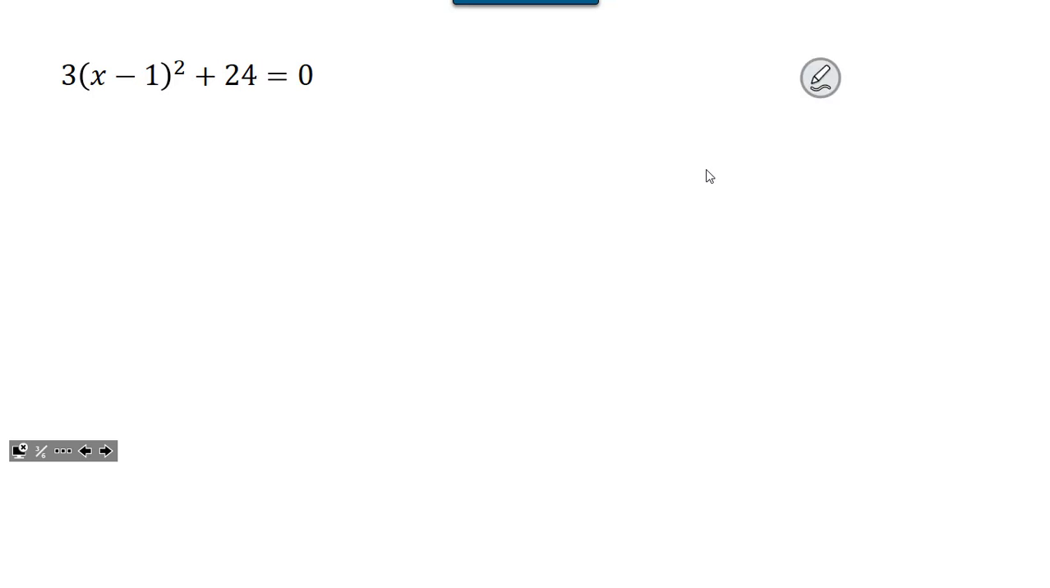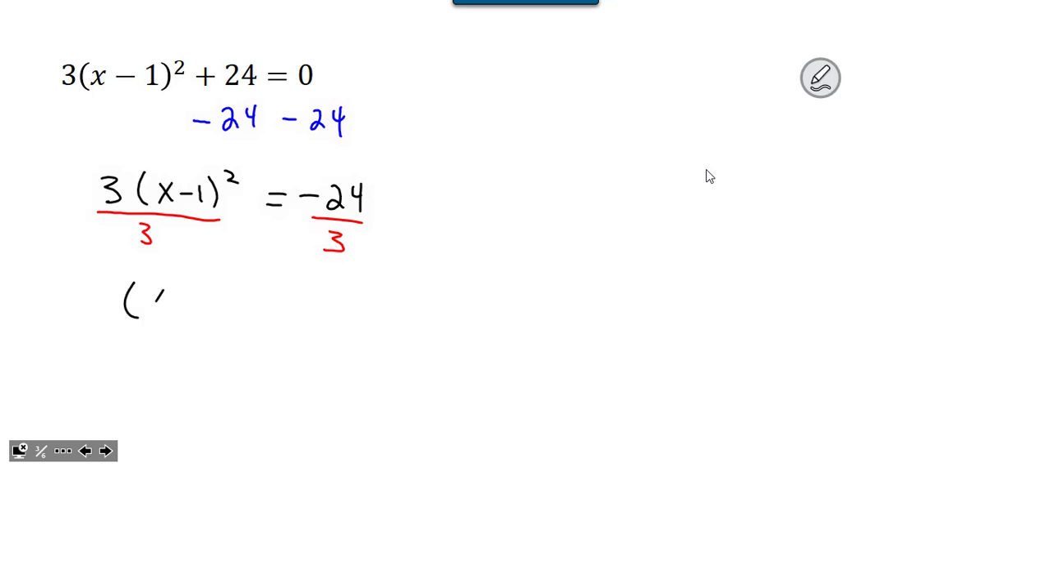So first thing that I would need to do is subtract 24 on both sides of this equation. And that would give me that 3 times x minus 1 squared is equal to negative 24. And then I can divide both sides of this equation by 3. So I can divide by 3. And that gives me that x minus 1 squared is equal to negative 24 divided by 3, which is going to give me negative 8.